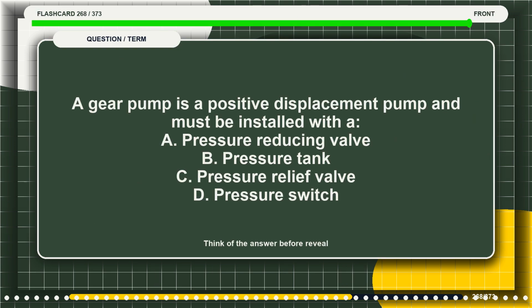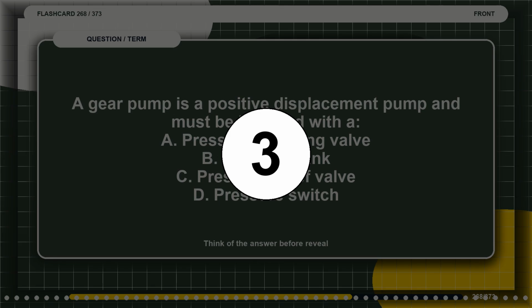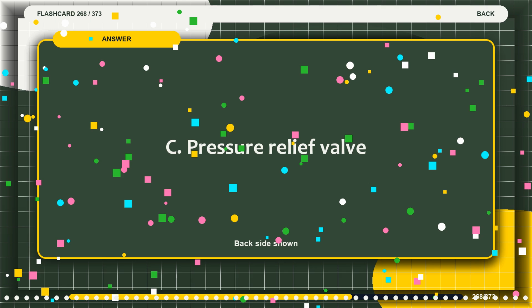Flashcard 268. A gear pump is a positive displacement pump and must be installed with A. Pressure reducing valve. B. Pressure tank. C. Pressure relief valve. D. Pressure switch. Think of the answer before the reveal. The answer is C. Pressure relief valve.